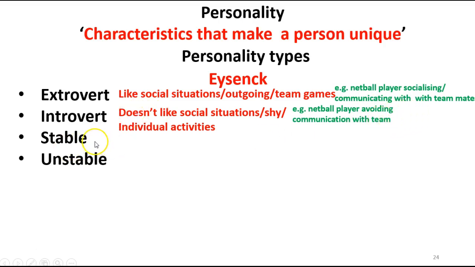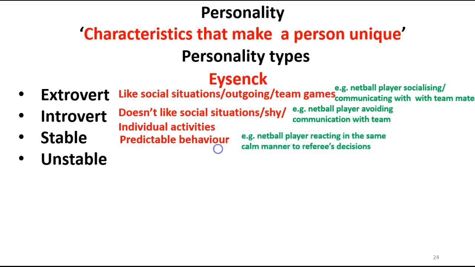Then you've got stable. If somebody has a stable personality, this is referring to how predictable they are. So, for example, a stable personality is predictable in their behaviour. They do the same things over and over again. You could use a number of examples. It might be a goalkeeper making the same decisions all the time. I've put here a netball player reacting in the same calm manner to every referee decision. No matter what the referee does, they react the same way, walk off, whatever. That gives an example of somebody who's predictable.